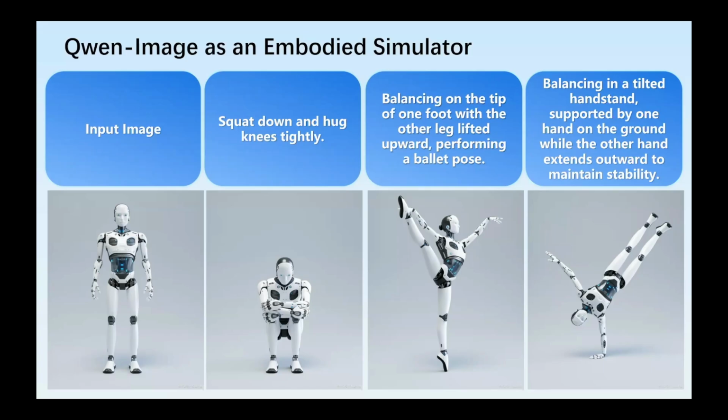And finally, balancing in a tilted handstand supported by one hand on the ground, while the other hand extends outward to maintain stability. Queen Image visualizes the robot executing a dynamic, acrobatic handstand, complete with body tilt and counterbalancing arm extension. What's remarkable here is that we are not simulating physics or joints. We are simulating embodiment through vision and language alone. Queen Image interprets spatial intent, understands body posture, and generates physically plausible outcomes, all from text prompts.